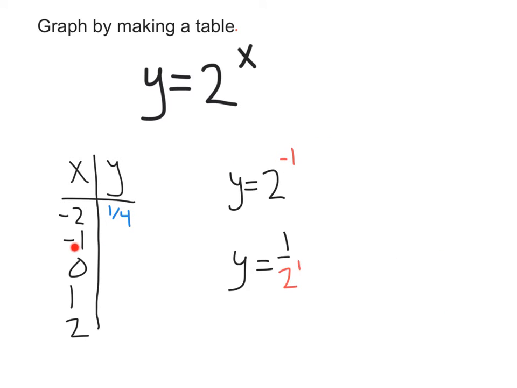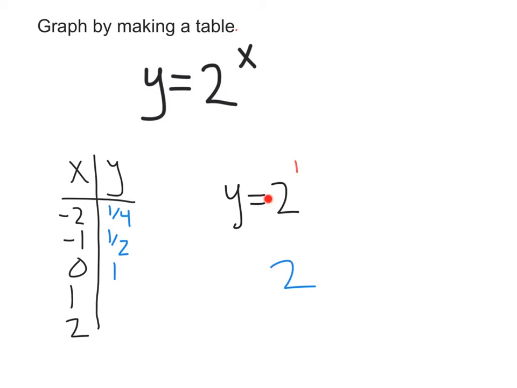Taking our next x value, -1, y equals 2 to the -1 power, changes to y equals 1 over 2 to the positive 1, which is going to give us a value of 1/2. From there, moving on to 0, we get y equals 2 to the 0 power. Anything to a 0 power is going to be 1. Going to x equals 1, we get y equals 2 to the 1, which is just 2. Lastly, y equals 2 squared, 2 to the second power. That's 2 times 2, which is 4.